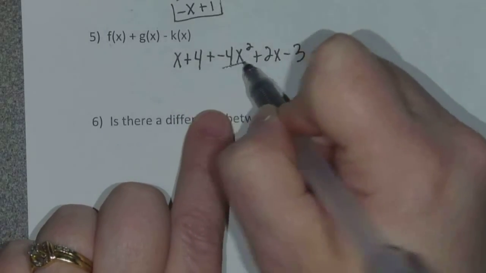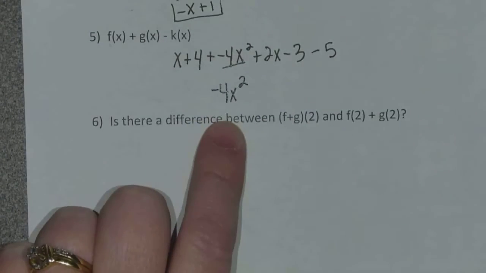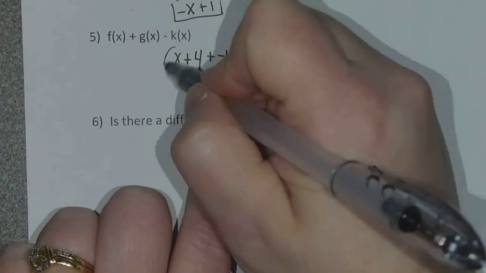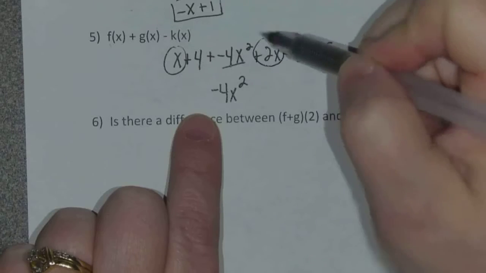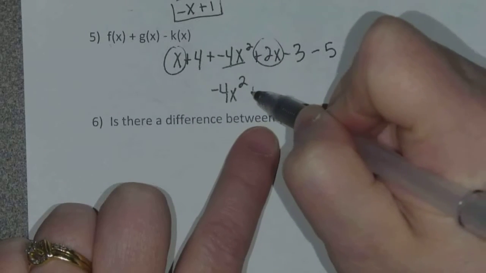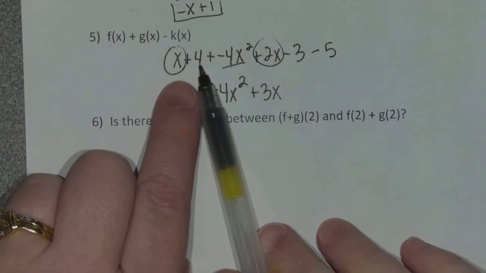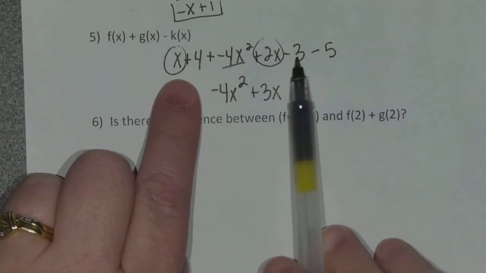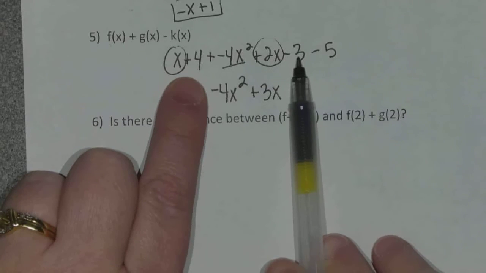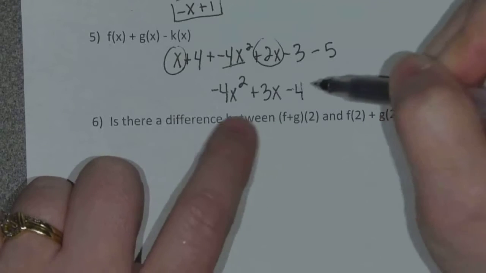So you start with your highest power, which is those negative 4x squareds. You go to your x's, which would be 3x. And then you combine your like terms with your numbers. So 4 minus 3 would be 1. And 1 minus 5 is negative 4.